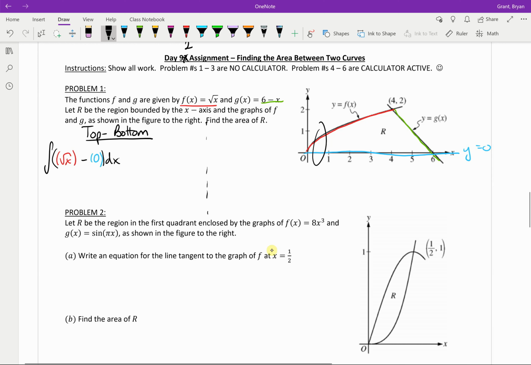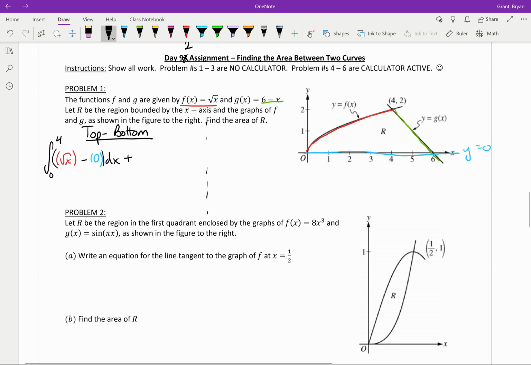Well, if we're doing top minus bottom, you might notice that after an x value of 4, we switch functions. So I can only find part of the area. I can only find the area from 0 to 4 to begin. Well, how do I find the rest of the area? A couple ways to do it.